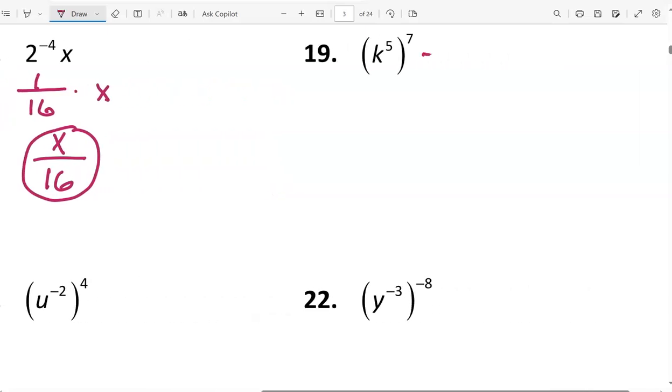For number 19, when a power is raised to a power, you multiply the two exponents. 5 times 7 is 35, so that's k to the 35th power.